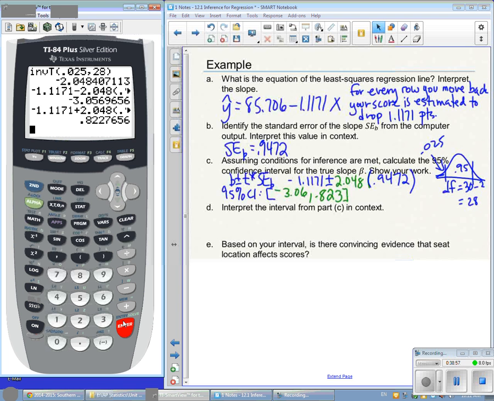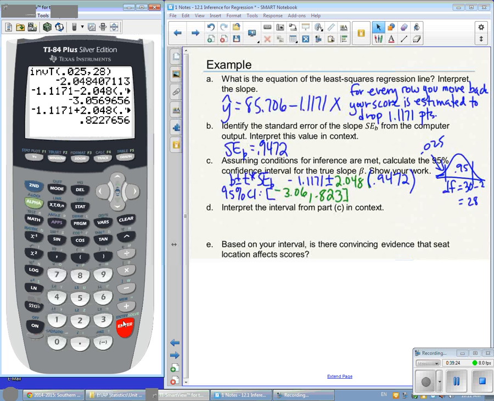So notice that our interval goes from negative 3 to positive 0.8. What does it include? It includes 0. So remember, if we're talking about a slope and a rate of change, what does it mean if the slope is 0? Then there's no change. So since 0 is contained in this interval, can I really conclude that there's a change in your score based on where you sit?